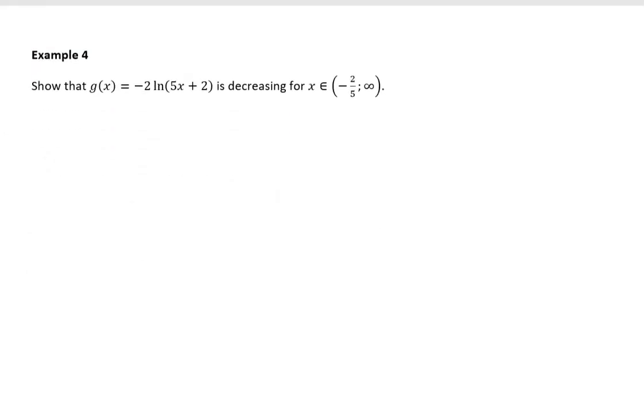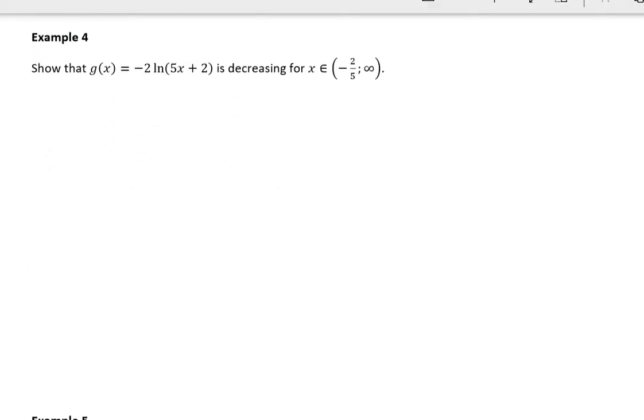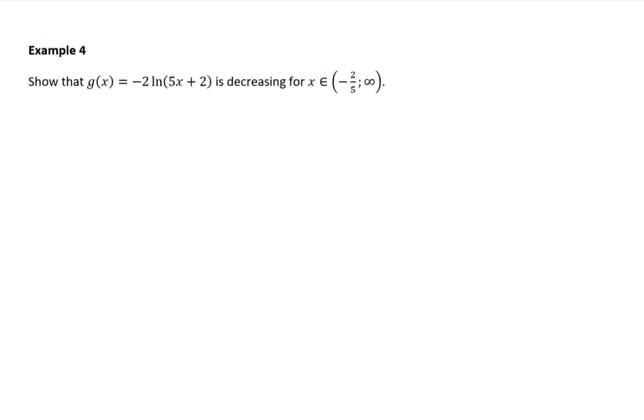Right, next question. Example number 4 says, show that g of x is equal to negative 2 ln(5x + 2) is decreasing for all x greater than negative 2/5. Okay, decreasing would mean my derivative would have to be less than, or it could be equal to 0 technically, which means I need a derivative. Now this is going back to the derivative of ln's. That's quite fun. Negative 2 is just a coefficient, so it's negative 2.